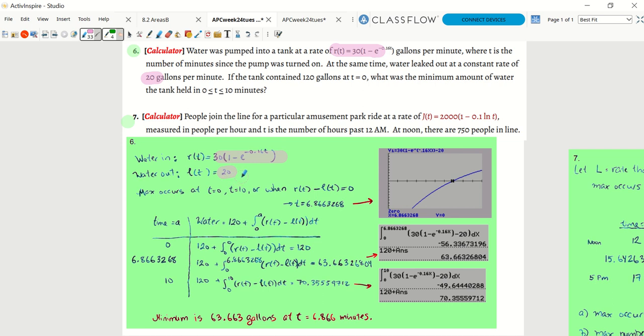And so we have this equation over here, and we got the 120 because that's the starting. Okay. So let me rephrase what I said about the net water. Okay. So when you subtract R of t, which is this, and L of t, okay, you get the net rate. Okay, you get the net rate. All right.